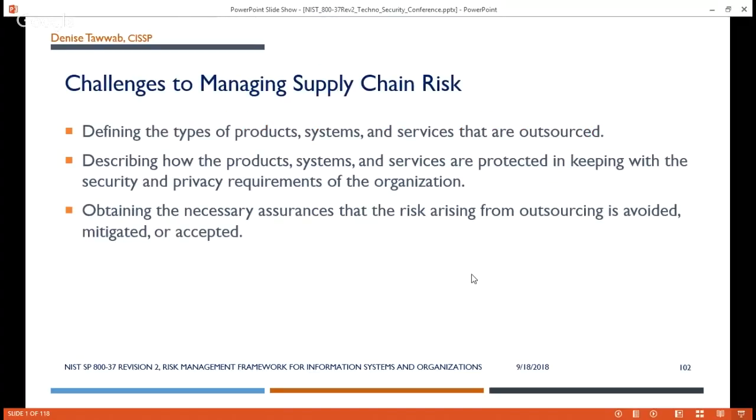So, some challenges to managing supply chain risk. Well, defining the types of products, systems, and services that are outsourced, describing how the products, systems, and services are protected in keeping with the security and privacy requirements of your organization, and then obtaining the necessary assurances that the risks that come from outsourcing can be avoided, mitigated, or accepted.